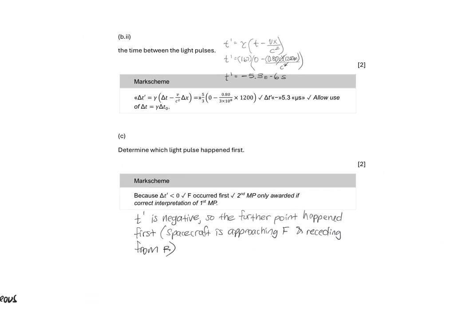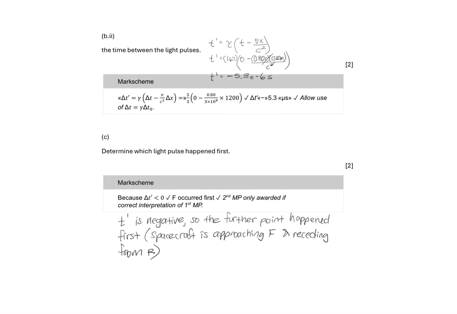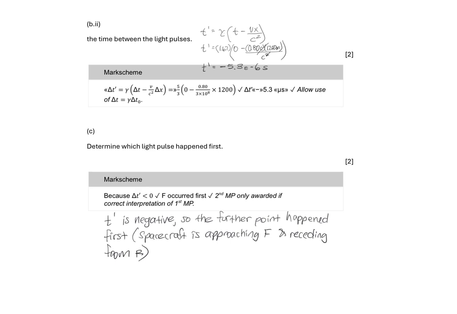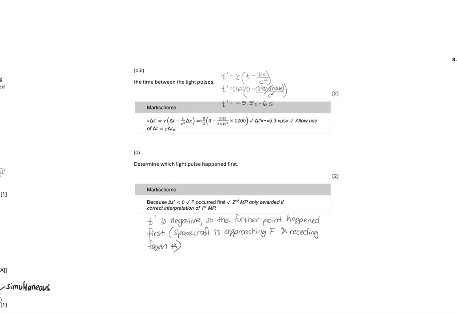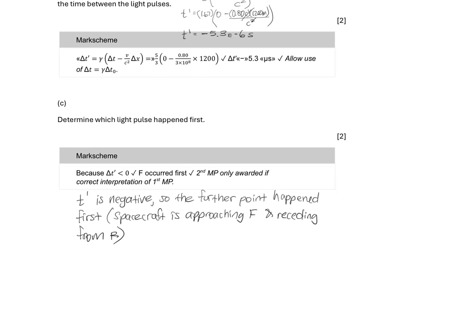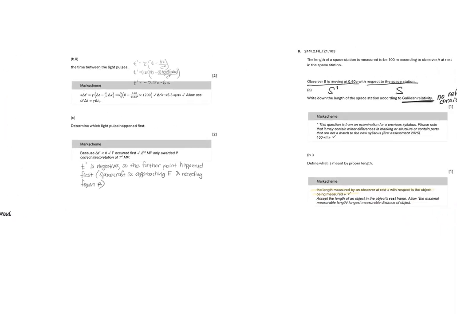And so the negative comes into c, where it says determine which light pulse happens first, and since that relativistic time is less than 0, it's negative, that means that the further point happened first, which also makes sense because the spacecraft is approaching F and receding from R, so it would receive its light pulse from F before R. And so that's 2 points. To say that the T prime is negative is the first mark, and then the second mark says that F happens first. So that is 8.